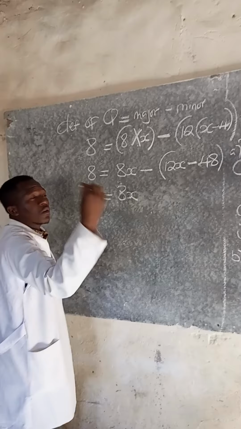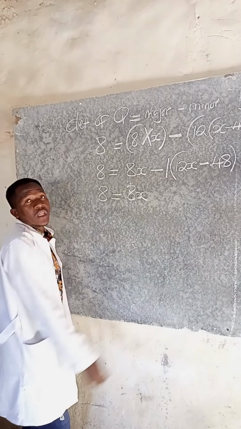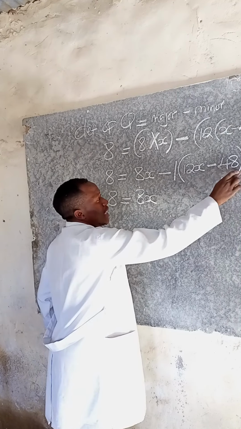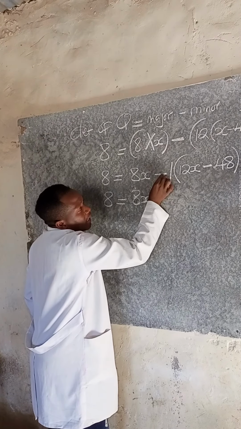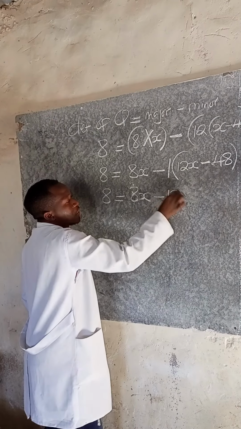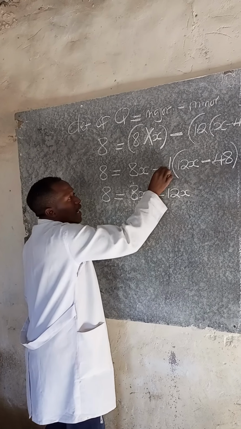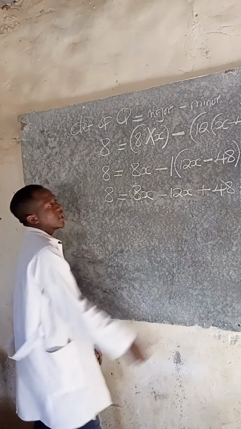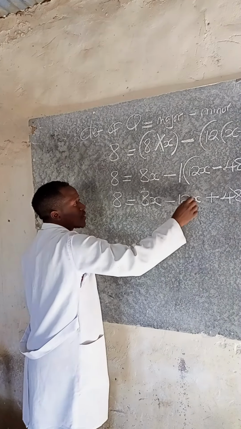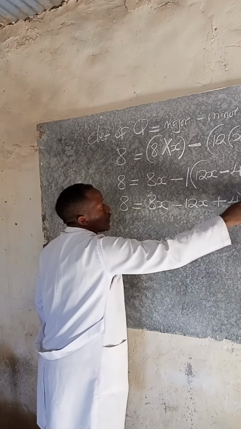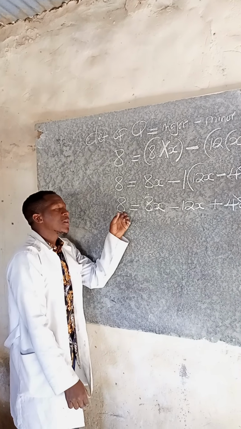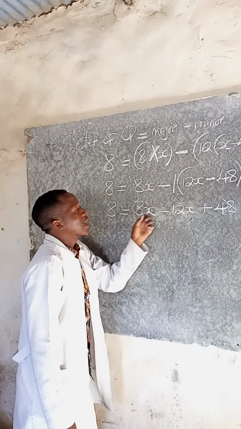So as never to cause the confusion, we can say there is a hidden one, because 1 won't change anything except it will help us to expand. So I'm going to say negative 1 times 12x, negative 12x. Negative 1 times negative 48, positive 48. In short, 1 times 12x, 12x. 1 times 48, 48. Negative times negative, positive. At this stage, we have these two terms which are like.